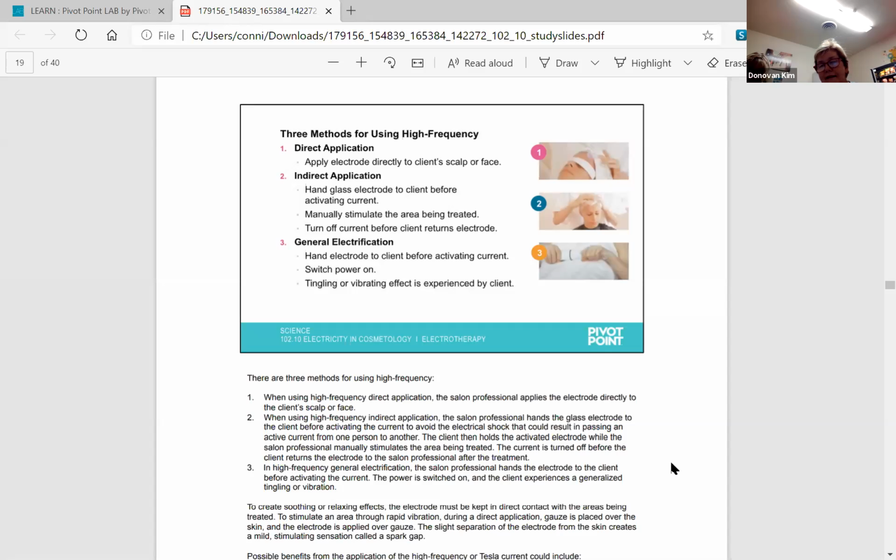And the third method is general electrification, okay? And this is where the hand electrode, you hand the electrode to the client, okay? Before activating the current, you're gonna switch the power on. And this is what Ms. Connie was talking about. It's a tingling or vibrating effect that's experienced by the client. It's tingly, all right. I think it reminds me of my foot falling asleep or something, you know, that tingling kind of feeling that you feel. All right.